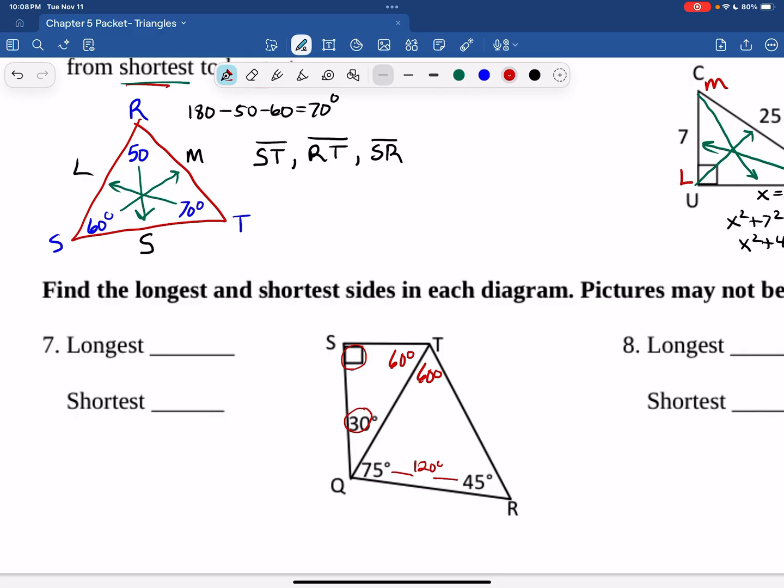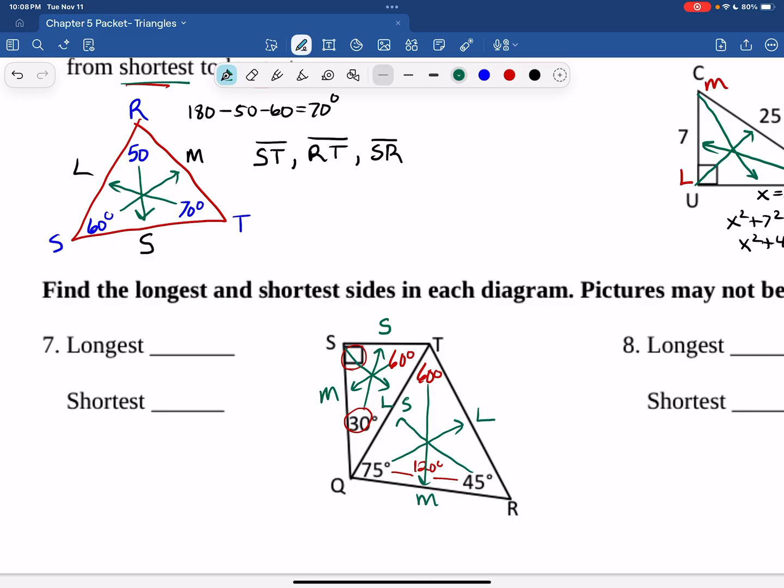Okay, so now looking at triangle TSQ, I'm going to do my angle thing again. 30 is my smallest, so this is the shortest side. 60 is the medium, so this is my medium side. And 90 is the biggest, so this is my longest side right there. Longest side. All right, then in triangle TQR, 45 is the smallest angle, so this is the shortest side. 60 is the medium, so this is the medium side. 75 is the largest, so this is the longest side.